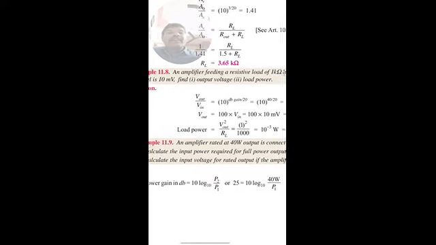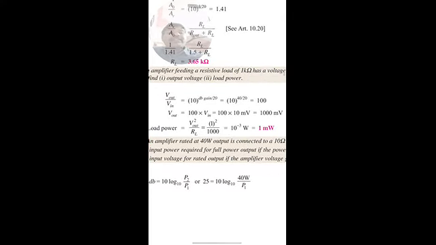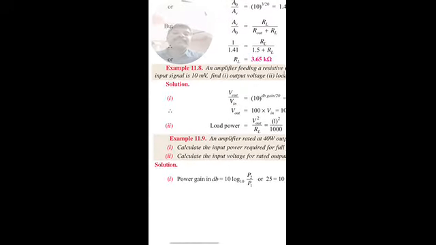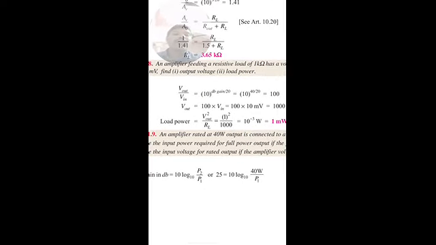An amplifier rated at 40 watts output is connected to a 10 ohm speaker. Calculate the input power required for full power output. Input power we have to calculate, if the power gain is 25 dB, and also calculate the input voltage for rated output if the amplifier voltage gain is 40 dB.